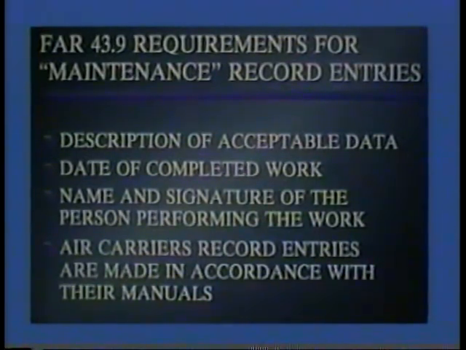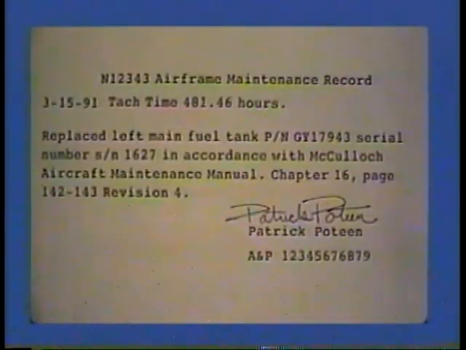Air carriers' maintenance record entries are made in accordance with each company's manuals. Here's what a sample maintenance entry looks like with the date, acceptable data, and the name, signature, and certificate number. For major repairs and alterations, maintenance record entries must have two signed FAA Form 337s. One is for the owner, and one must be in the FAA district office within 48 hours.